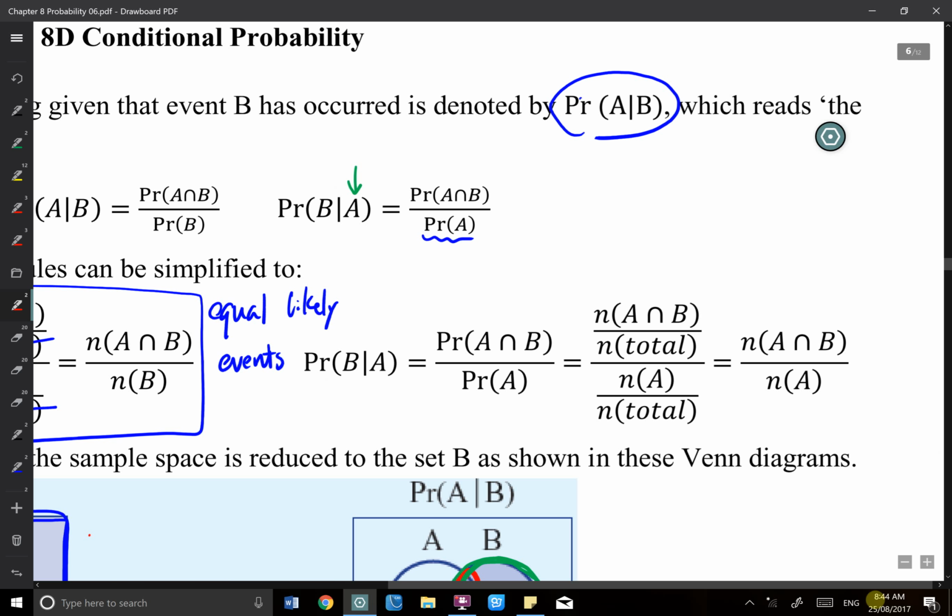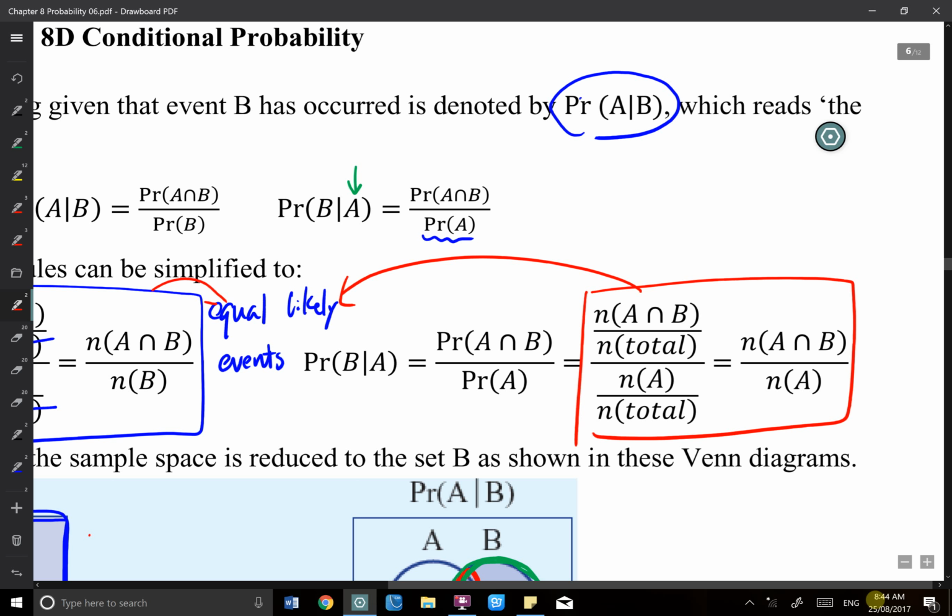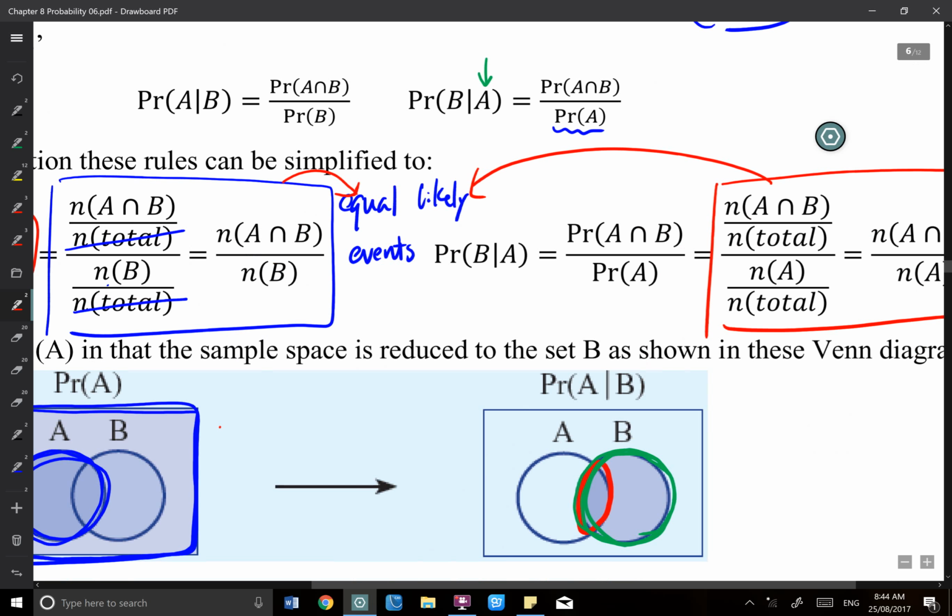And the same thing here. The probability of B given A is A intersect B divided by the probability of A. So the number of A intersect B divided by the number of A. Again, this only works for equally likely events. Only this part works for equally likely events.